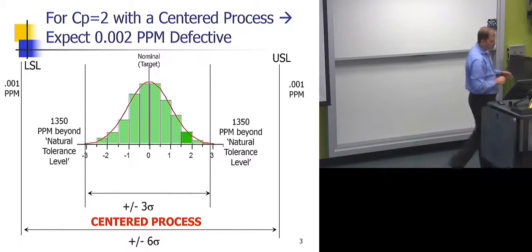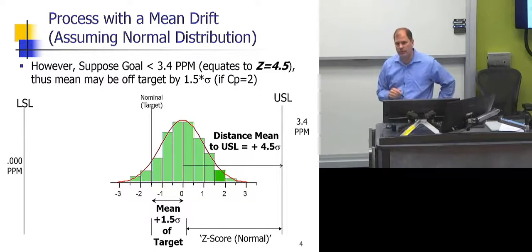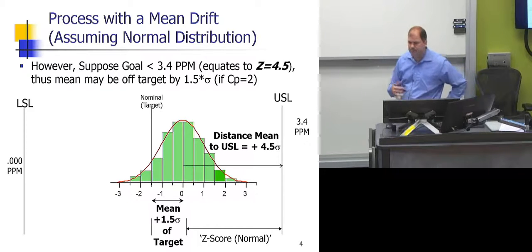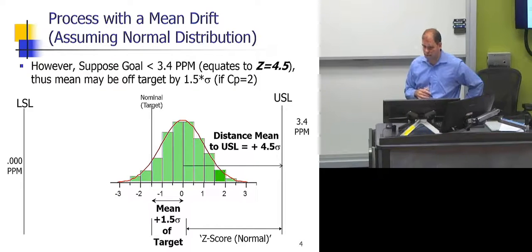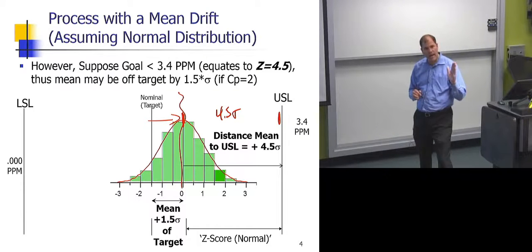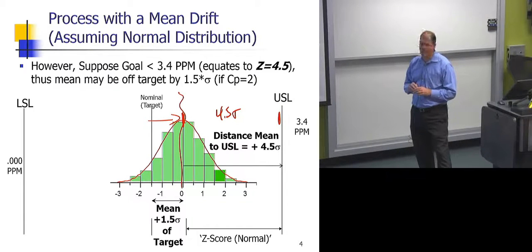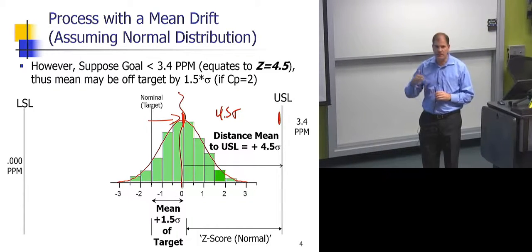And he said, you know what? We need to allow this drift to happen. And then he put some numbers on how much drift to allow. He said, if we allow this drift to happen and we are still able to have a gap of 4.5 sigmas between my mean and my upper spec limit, and you make a z value of that, where z is the USL minus the mean over sigma, you'll get a z value of 4.5.